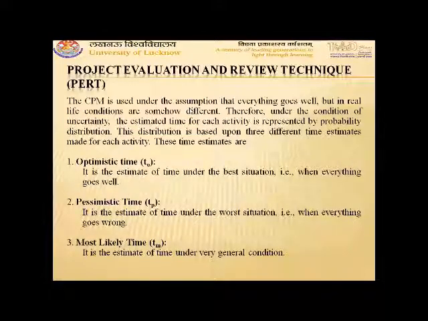Third time estimate is most likely time. It occurs in a very general condition. That means some traffic on the road, but you can move at an average speed of 40 or 50 km/h, and you can reach at the expected time. So that is called most likely time.